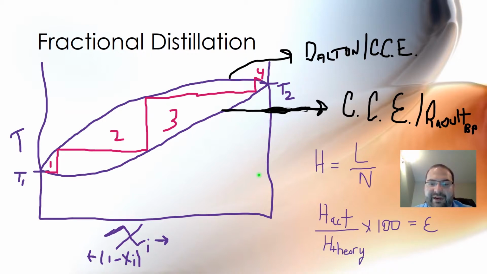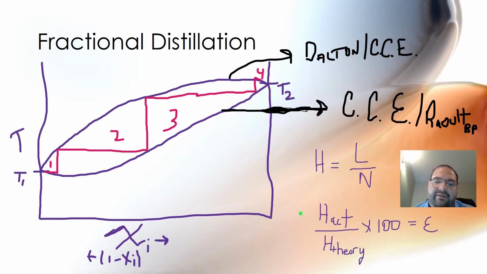Oftentimes, it's more common to see 4 to 5 of the theoretical plates in a simple setup like the one we're using, where your column for your fractional distillation is about 30 centimeters in height. So that's one way of counting up the plates and looking at them and seeing that they're actual physical components.